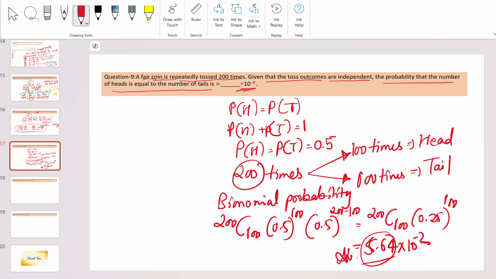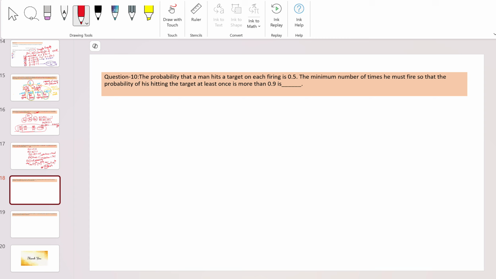Okay. So here you have an equal chance of getting head and tail. The probability of head equals the probability of tail, and the sum is equal to 1. Equally likely, so the probability becomes 0.5, and out of 200 tosses, you will get 100 heads and 100 tails. Okay. By binomial probability, you get 200 C 100 times 0.5 to the power 100 times 0.5 to the power 200 minus 100, which is equal to 200 C 100 times 0.5 to the power 200, which is 5.64 multiplied by 10 to the power minus 2. So the answer is 5.64. Let's move forward and try to solve this.